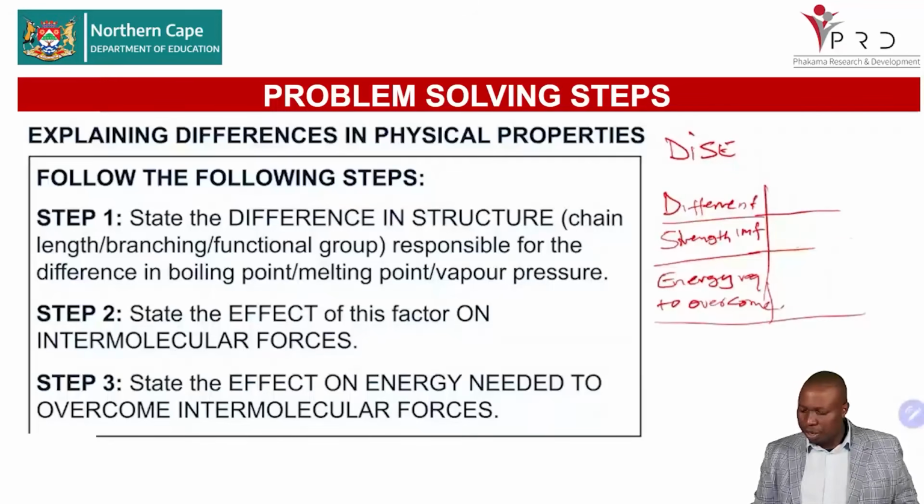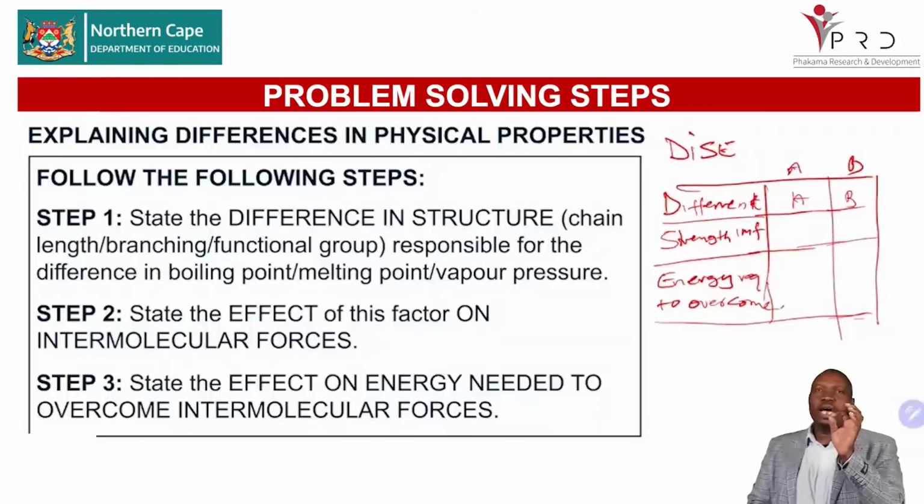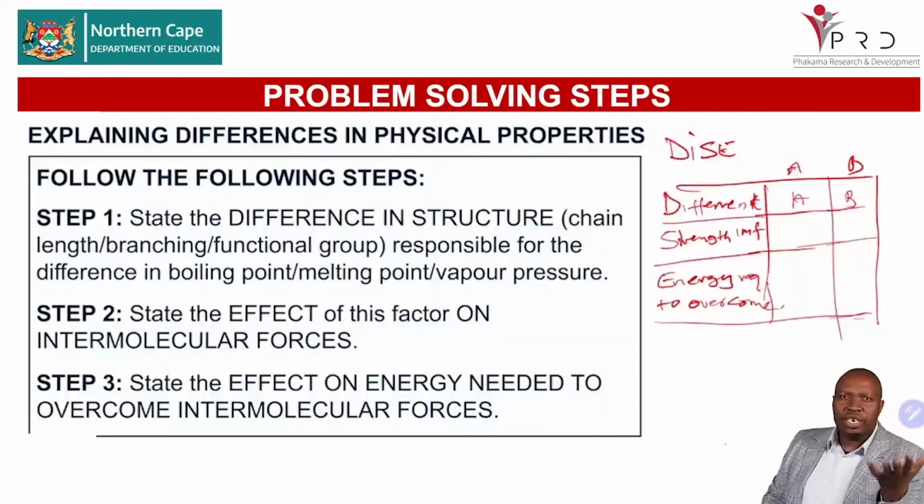You can answer any question because you are able to show for A and for B, and then you are able to answer the question. Let me write it here. What is the difference? Remember, on the difference, you are restricting yourself to your intermolecular forces, your chain length, and your branches. And then you are able to say, what is different? This one is a longer chain length. This one is a shorter chain length.